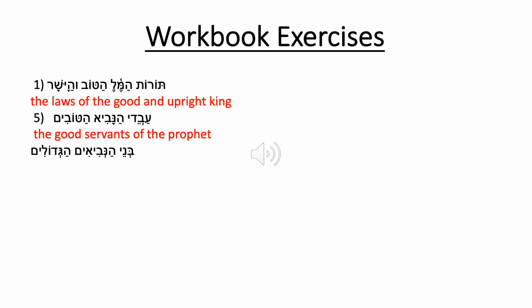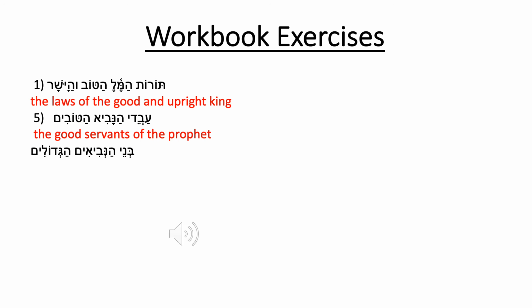At the end of the phrase we have Hatovim, the good ones. We know that this goes with Avdei because it agrees with Avdei in gender and number, masculine plural. Hanavi is masculine singular, therefore the good servants is in mind, not the good prophet. If this was the good prophet, it'd be hatov, but instead it's hatovim, which goes with avdei, masculine plural. Thus, we're able to figure out which adjective goes with which noun, since all adjectives, regardless of which noun of the construct chain they modify, will come at the end of the construct chain.